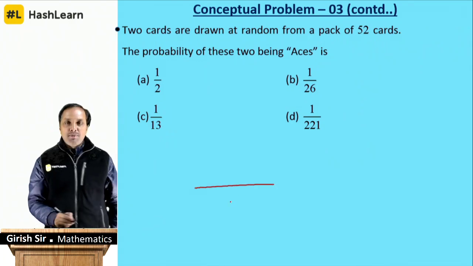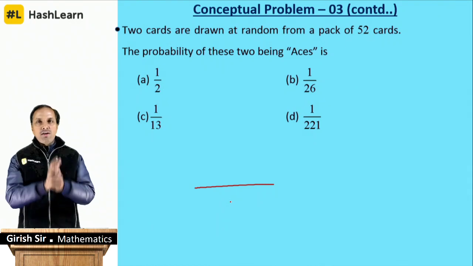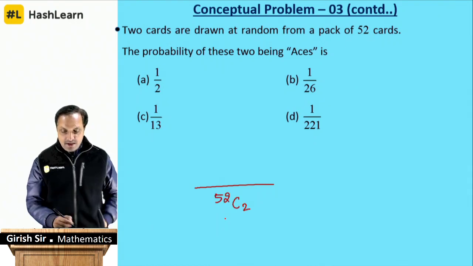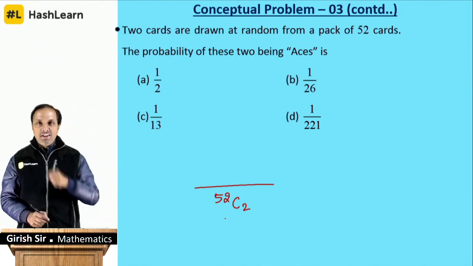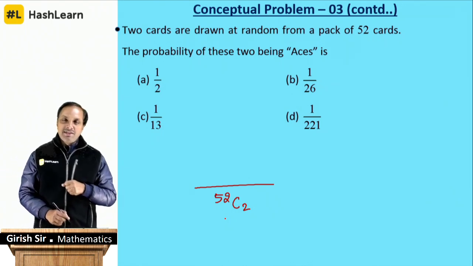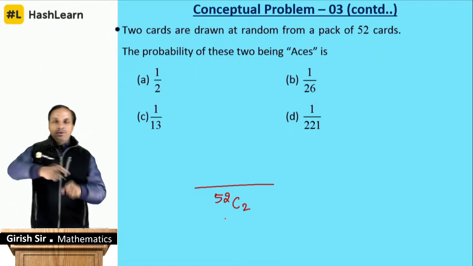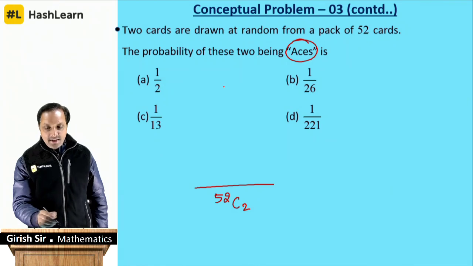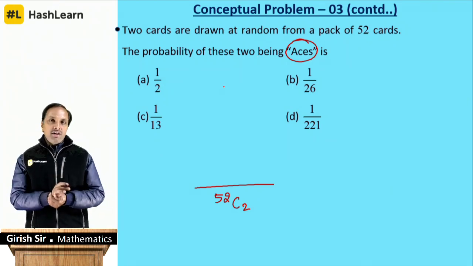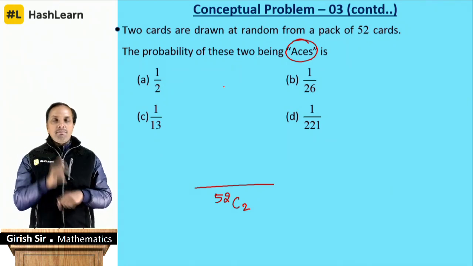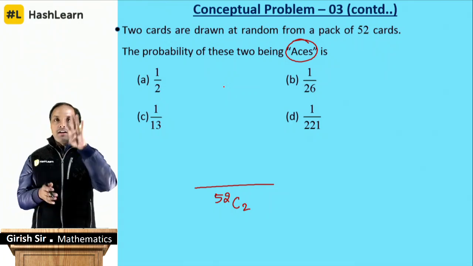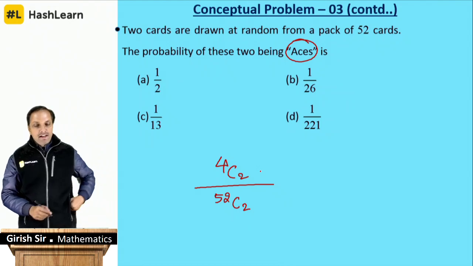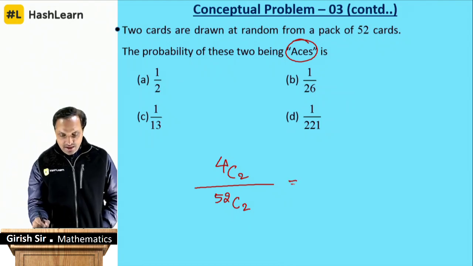You know that all the possibilities you need to write in the denominator. So out of 52 cards, you are picking 2 cards. C is nothing but selection. Combination is nothing but selection. Out of 52 cards, you are going to select 2 cards, that is 52C2. And how many aces are there? In a pack of 52 cards, you will have 4 aces, 2 of black color and 2 of red color. Out of those 4 aces, you are going to pick again 2 aces, because both the cards being aces is what they are asking you.